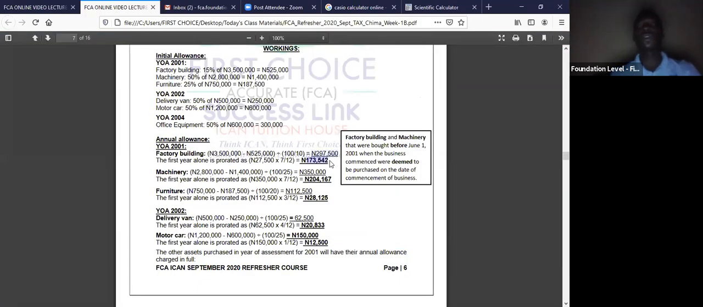173,542. So that is your annual allowance for the first year. Now this is how you'll be doing it for the factory building, for the machinery, for the furniture. You follow the same process. Costs minus initial allowance divided by the annual allowance, divided by the number of years for annual allowance.